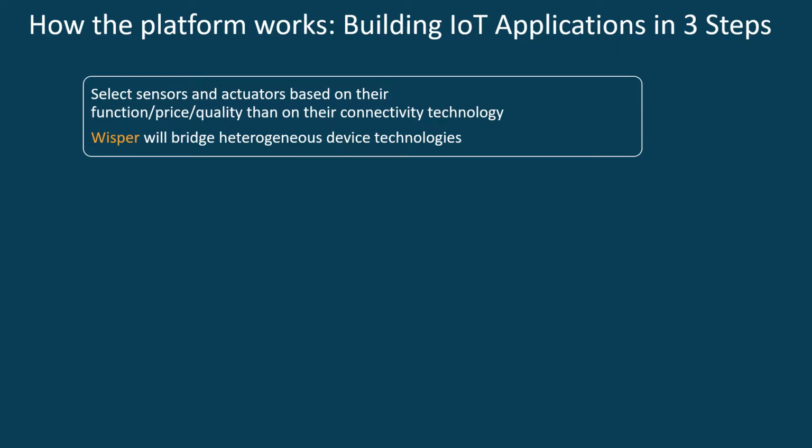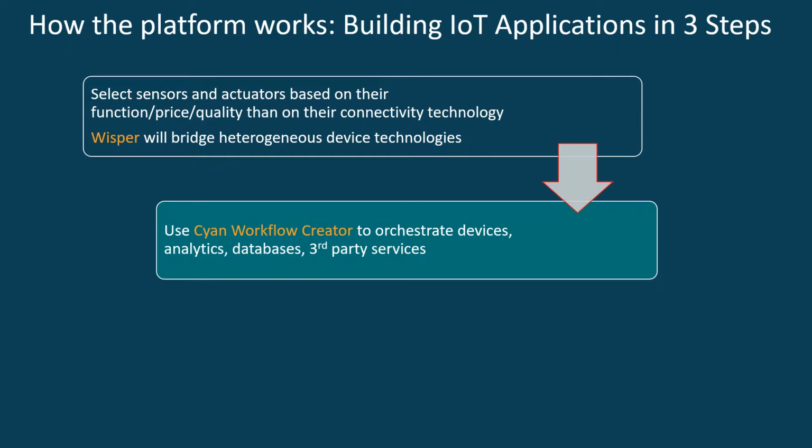First, for any application that we need sensors or actuators, we have to make the right selection in terms of functionality, price, and quality, and set them up to the right place, the place we want to control. Then we have to use Whisper in order to bridge these devices with our cloud platform. After that, we need to subscribe to Cyan.